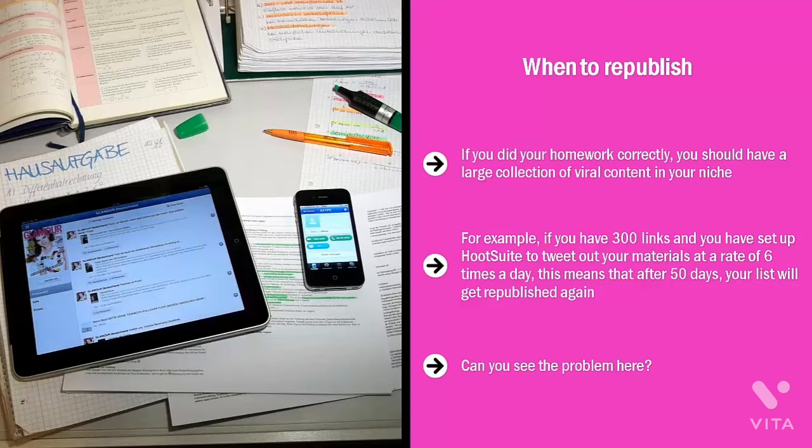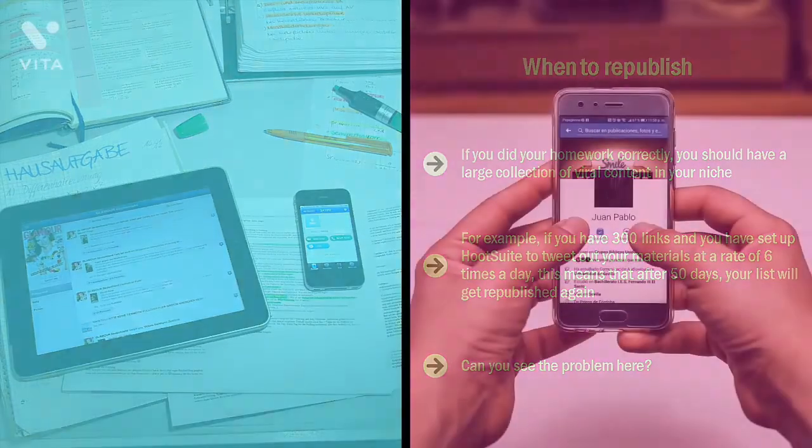You're probably going to lose followers if it becomes obvious to them that you're just recycling the same content over and over. This is why I suggest that you get a huge amount of content so that even if you are publishing at a very frequent clip, every single day, your republication is not going to look obvious.